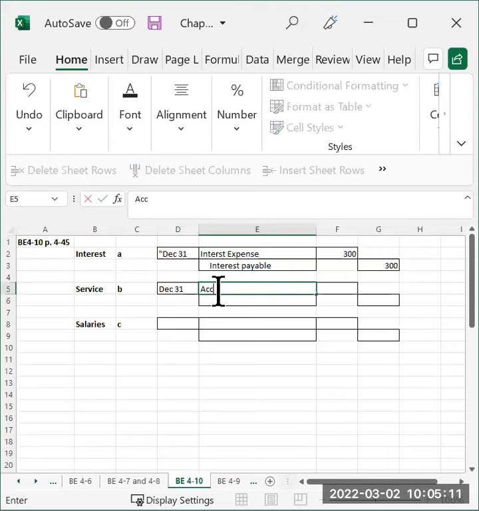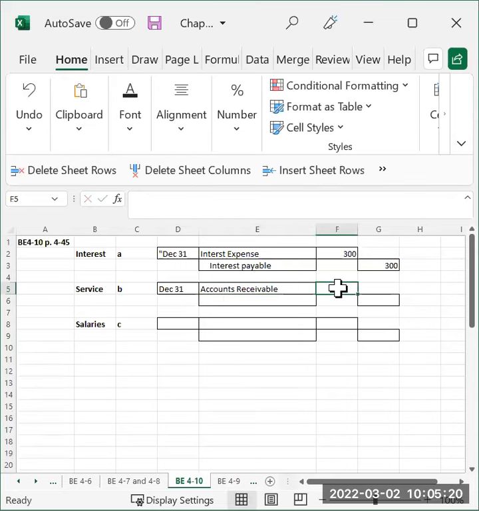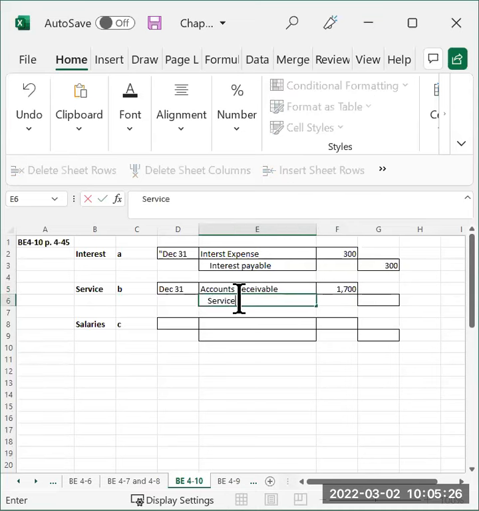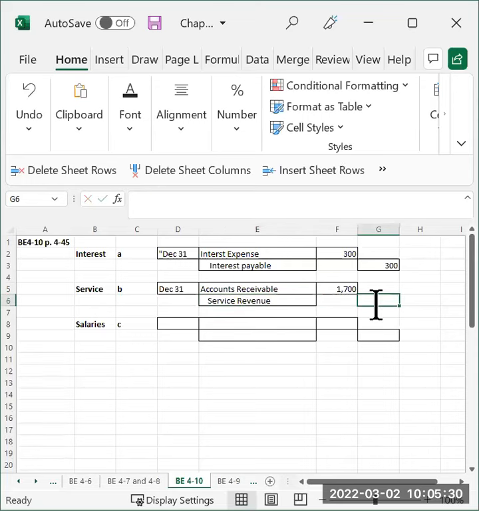You're going to be debiting accounts receivable because you're going to receive the money at a later date. And the amount is $1,700. You're going to debit accounts receivable $1,700, and then you're going to credit service revenue $1,700. So that's an example of a service revenue.